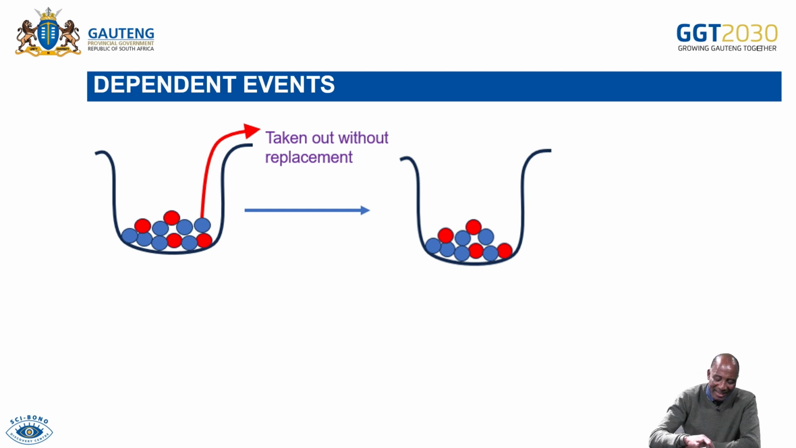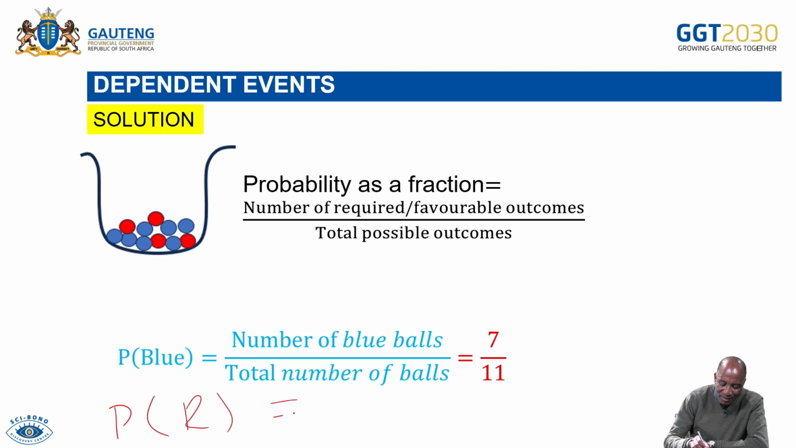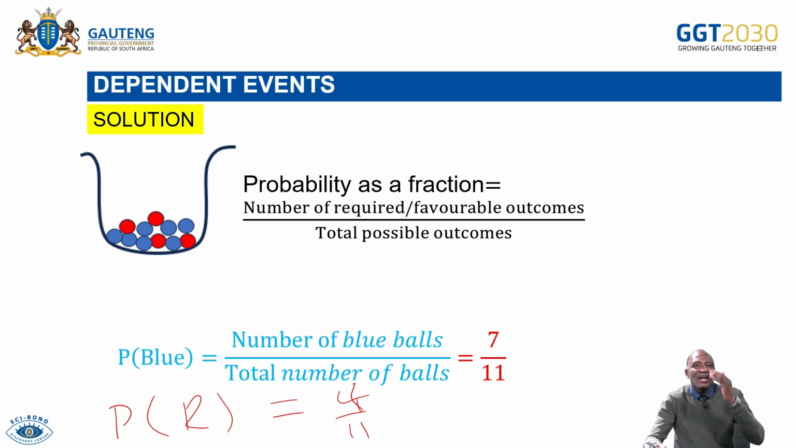But before you give me that answer, let's go back to this experiment. Here is a learner who draws a red. If the first one was a red here, then what would be the probability? If our first one was a red, our probability of red would have been 4 divided by 11. Because there are 4 red, that is our favorable outcomes, divided by the total possible, which is 11. But unfortunately, we chose a blue. So it was 7 divided by 11.